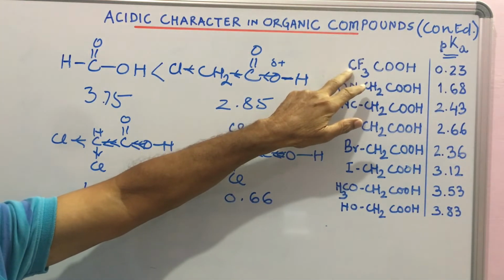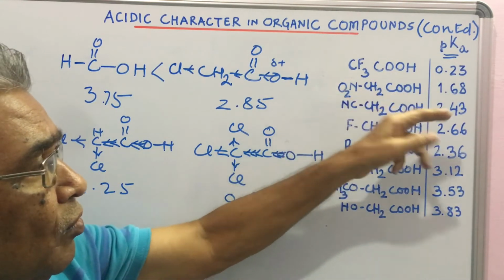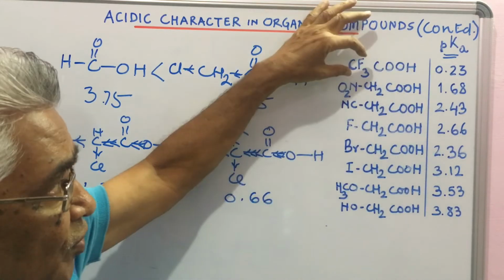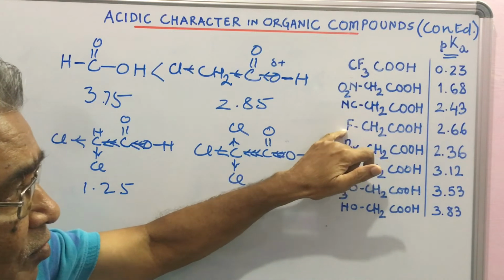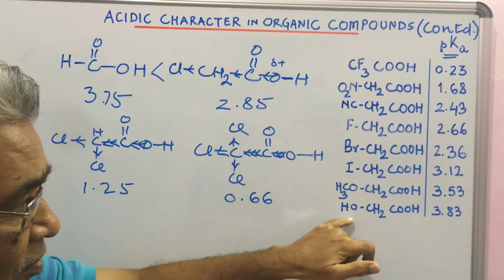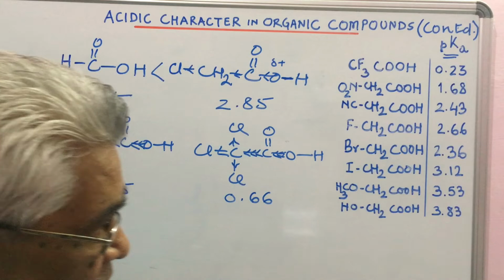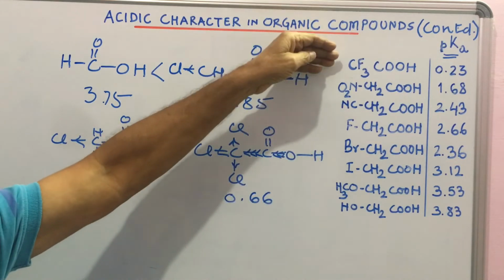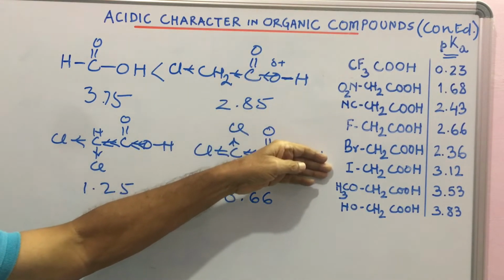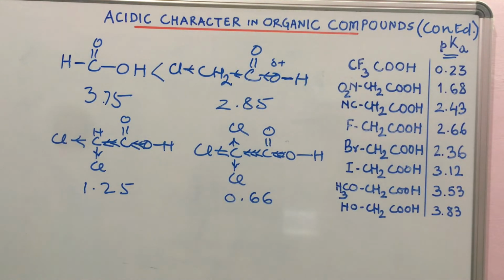3 fluorine atoms, see, such a strong acid, only 0.23 pK value. NO2 1.68, 3 combined together is stronger than this NO2. Then CN, minus I effect. All these have minus I effect, and the value of pKa goes on increasing, the acidic strength decreases because inductive effect of these groups is decreasing in this order. This is about inductive effect.